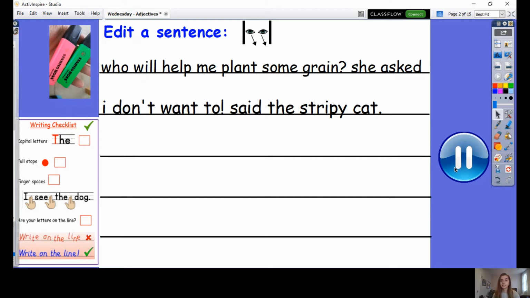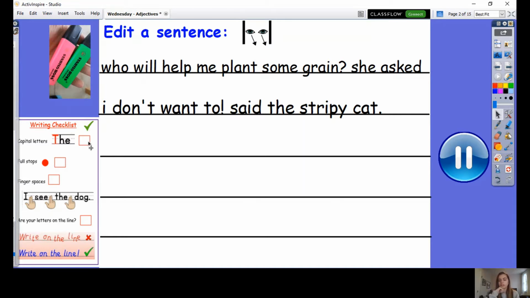Did you spot the mistakes? Fantastic. How many mistakes did you spot? 3 mistakes. Me too. Let's find those 3 mistakes together. So using our writing checklist, we are first going to find if we have our capital letters. So where do capital letters go? Can you tell me?